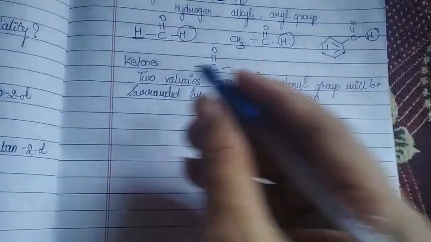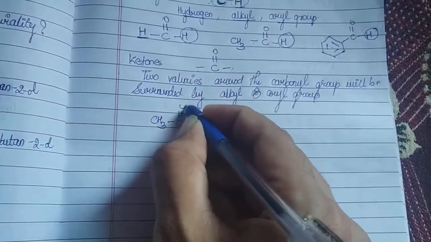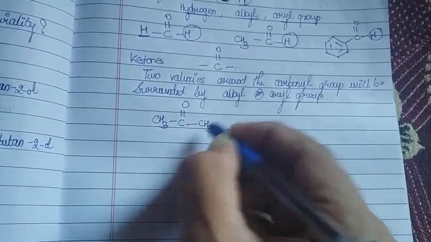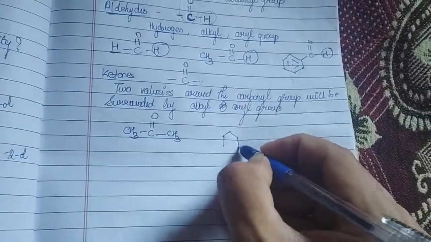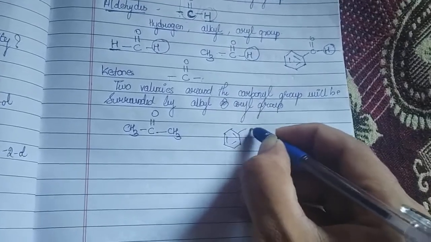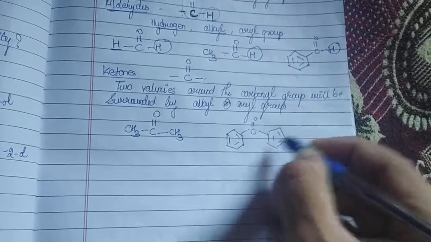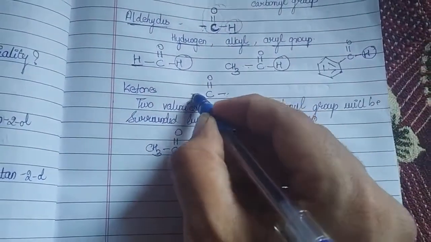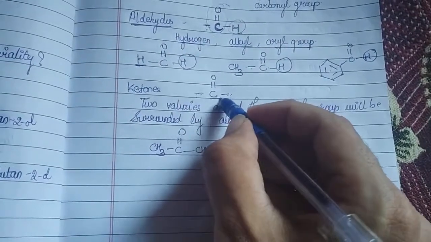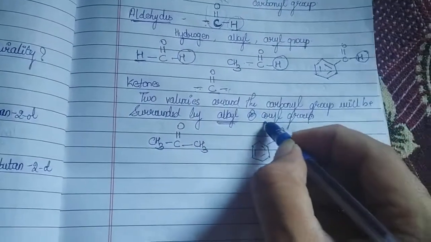In case it is an alkyl group, I will just take an example: CH3 C double bond O CH3. If it is an aryl group, I can write it this way: C6H5 C double bond O C6H5. So what we are observing is that the 2 valencies accommodated with your carbonyl group have been satisfied by either an alkyl or an aryl group. So this is the major task.